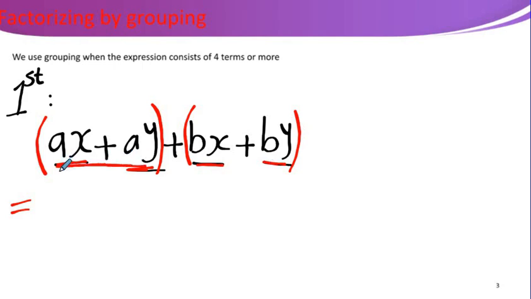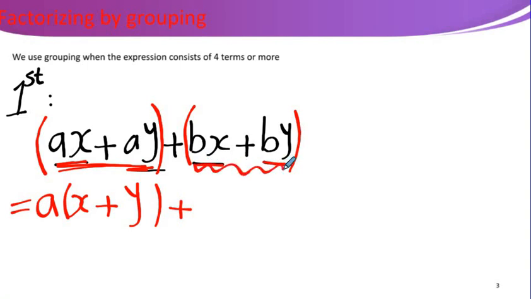The first group here, ax plus ay, has a common factor. What is it? Yes, a. So put a out and open bracket. Ax divided by a equals x, and ay divided by a equals y. And the second group here also has a highest common factor. It's what? It's b. So take out b as the highest common factor and divide each term by b. Bx divided by b equals x. By divided by b equals y.